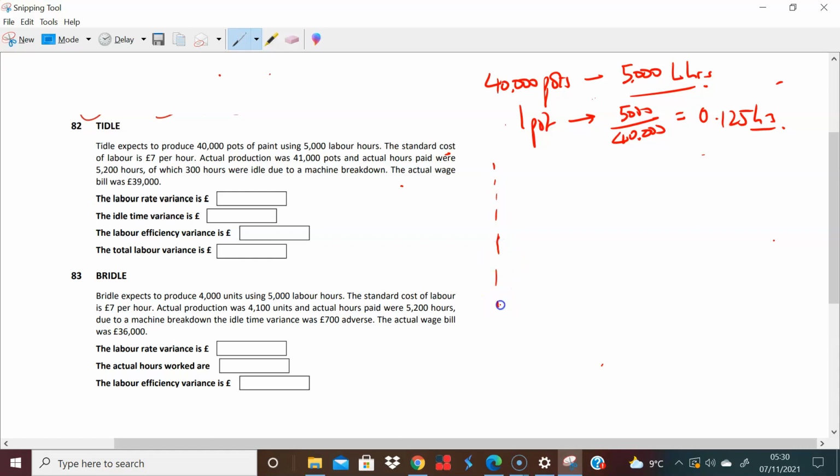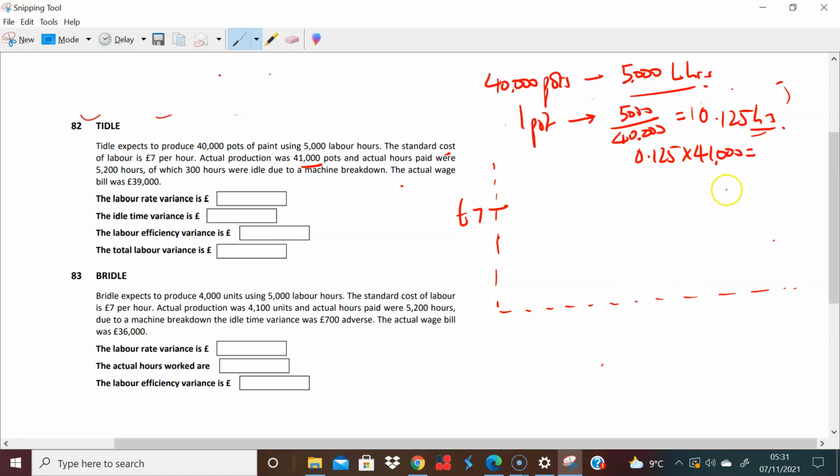So I'm just going to draw my graph so I can get some understanding of this. So at 0.125, that's your plan. And we're going to go at the standard of £7 an hour. Now, it says that we make 41,000 pots. So if we make 41,000 pots, I expect you to therefore spend 0.125 times 41,000. Remember, this is all based on the flex, because we've dealt with the 40,000, but now we move on, now that we've got our 0.125, and use that to assess.